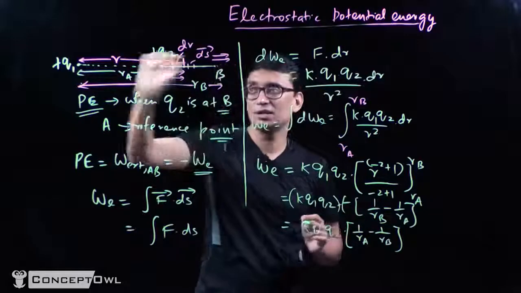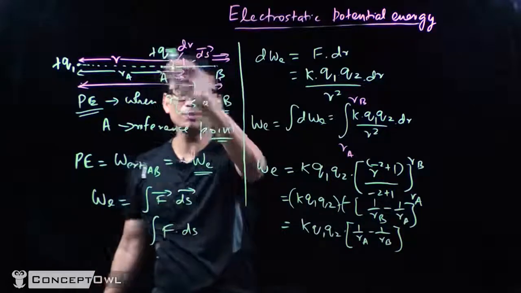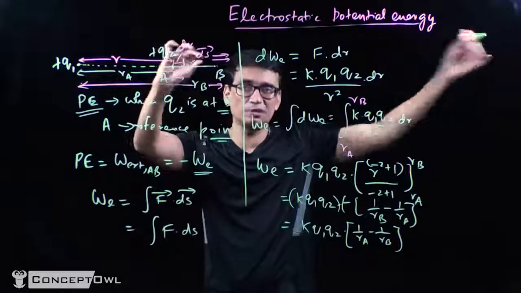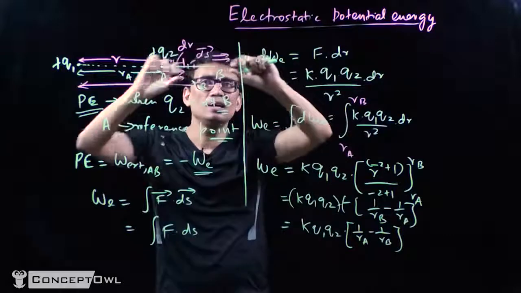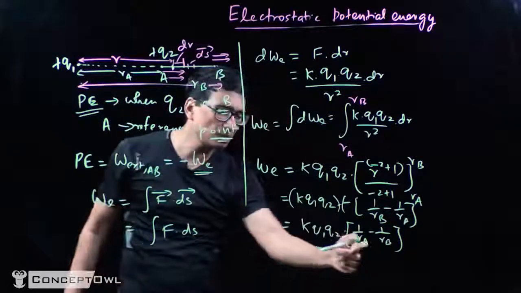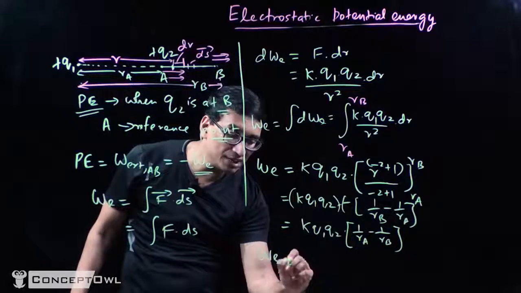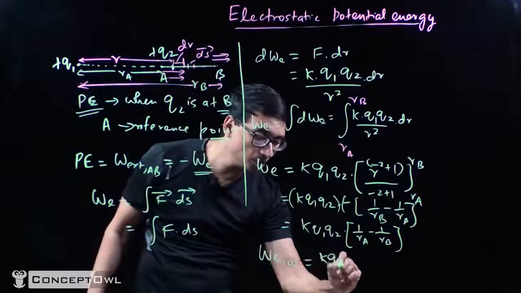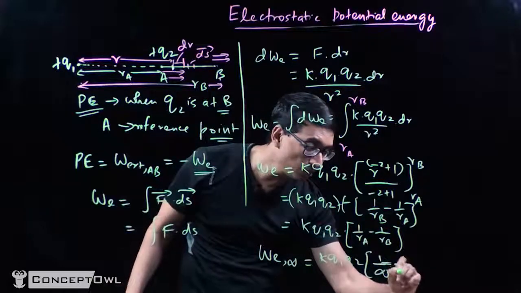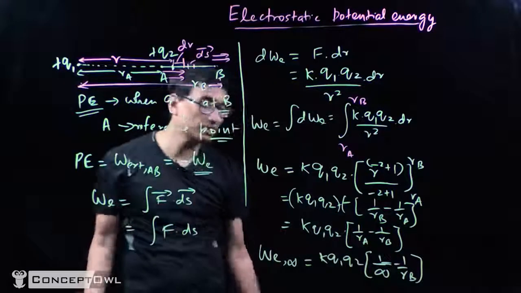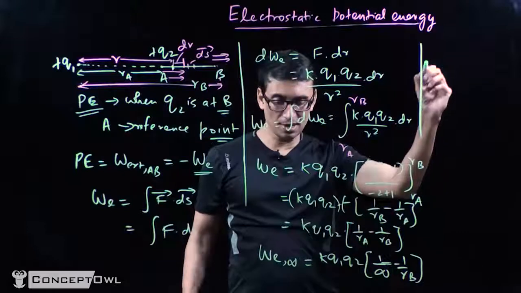Now if A is infinity, then what does RA become? This point was not here. What you're saying is, instead of bringing it from here to here, let us say infinity is somewhere, obviously indefinitely away. So you bring it from infinity, then the work done would be the same thing, but my RA is going to be infinity. So now I'll say WE, when infinity is my reference point, is K Q1 Q2 into 1 upon infinity minus 1 upon RB, and this 1 upon infinity is nothing but 0.